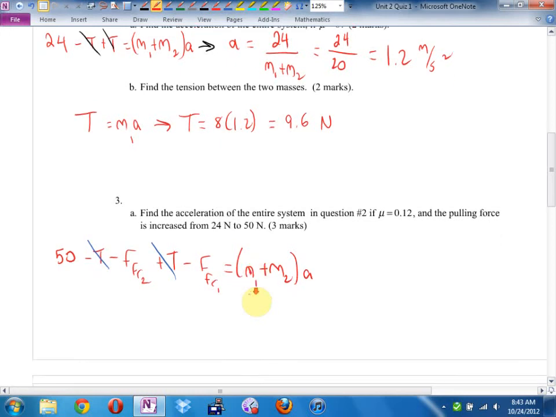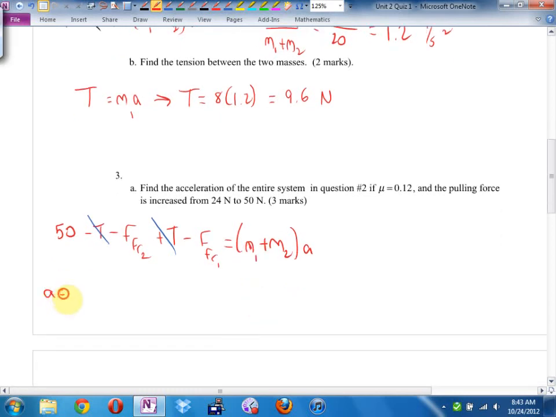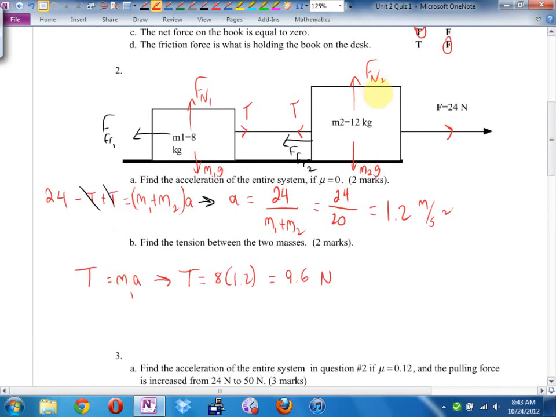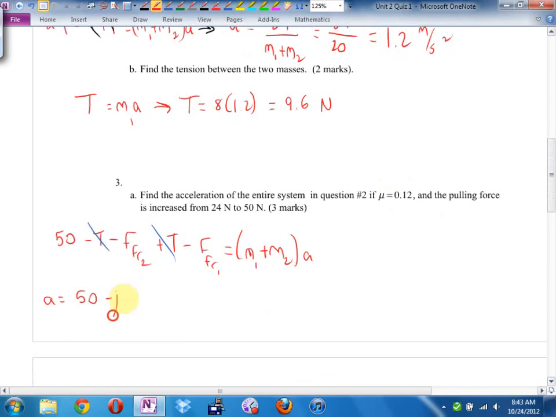I'm going to go A equals 50 minus, now friction force number 2. Friction is what times what? It's mu times the normal force. Don't you dare say mu mg because it's not. It's mu times the normal force, but I don't know the normal force. Oh, but look. I know another force the same size as the normal force. So I can say mu m2g minus, and friction force number 1 ends up being mu m1g. And that's going to all be divided by m1 plus m2.